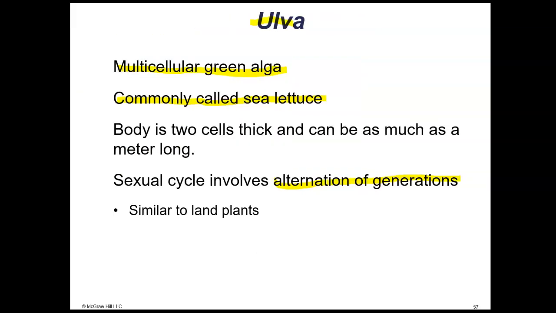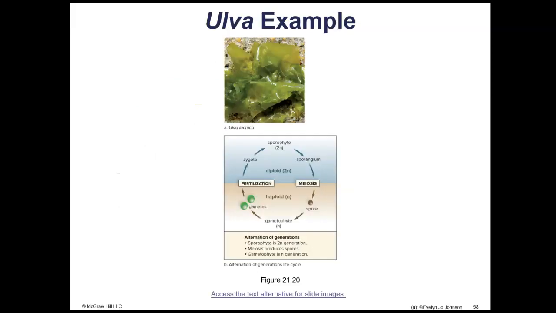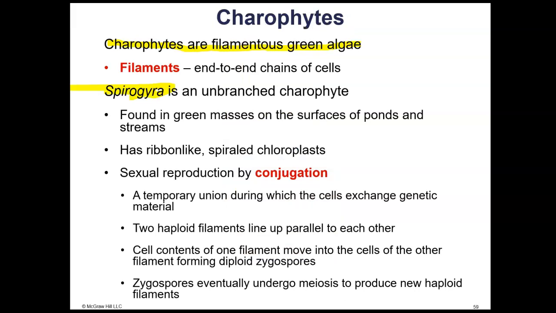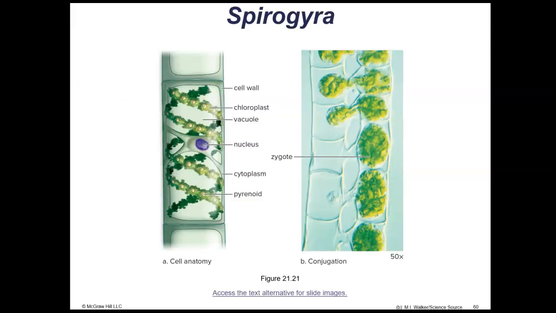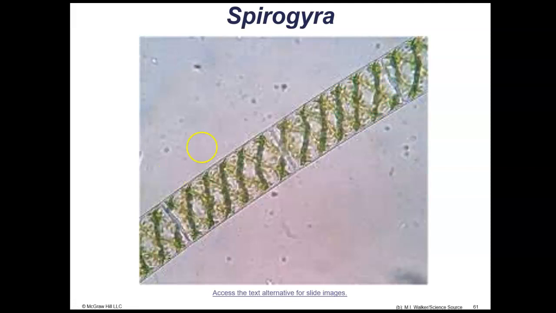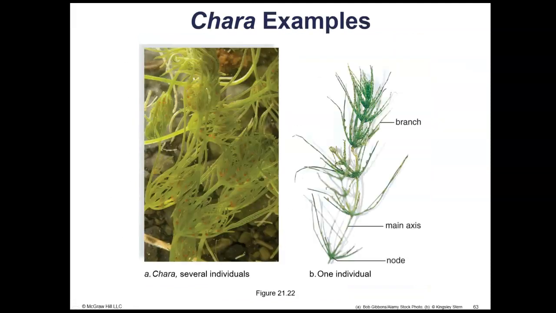Here's some examples. Ulva is a multicellular green algae, commonly called sea lettuce. That's what it looks like. Charophytes are filamentous green algae, and the one that we look at in lab a lot, we have some slides of it. It's called Spirogyra, and here's what it looks like. Filamentous green algae. And this is more what it would look like under our microscope.